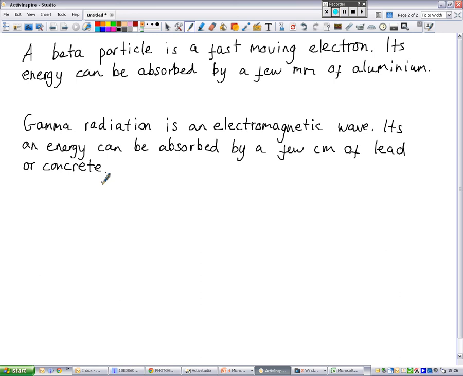So those are your three types of radiation, and that's what they're made up of. You need to know what you can put in the way of this type of radiation to protect yourself against it.